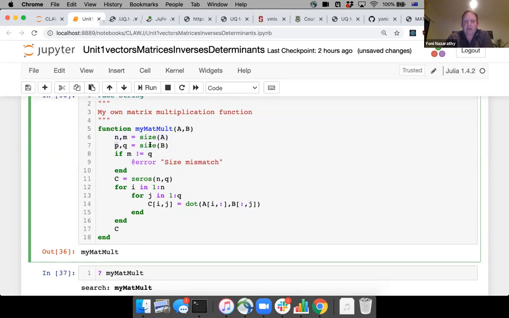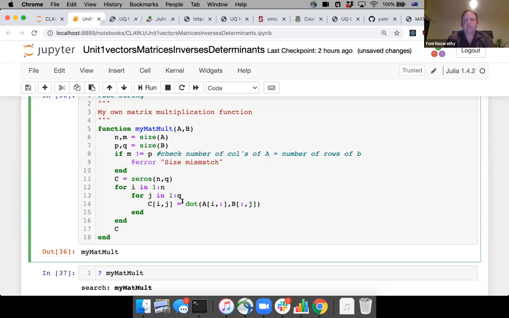And I get the size of the matrix B. And here I check number of calls of A. This is maybe the wrong check. I don't think this is the right check. What I want to check is that the number of calls of A equals the number of rows of B.